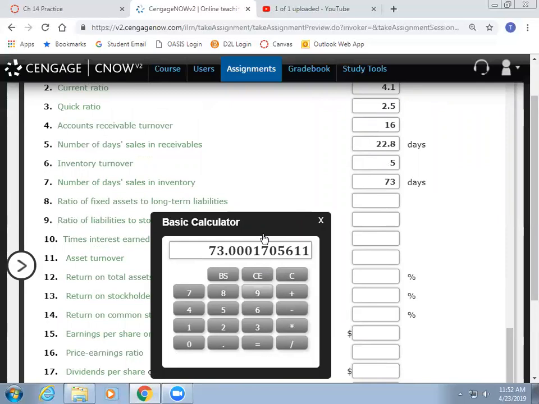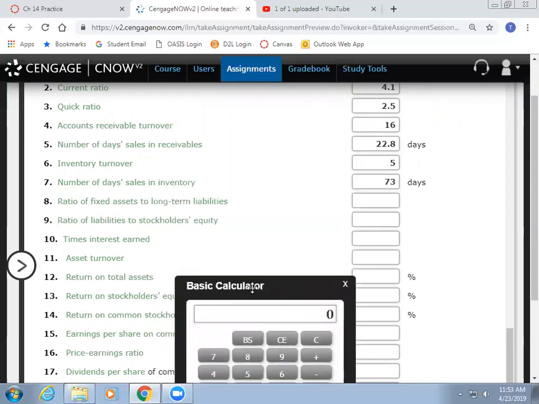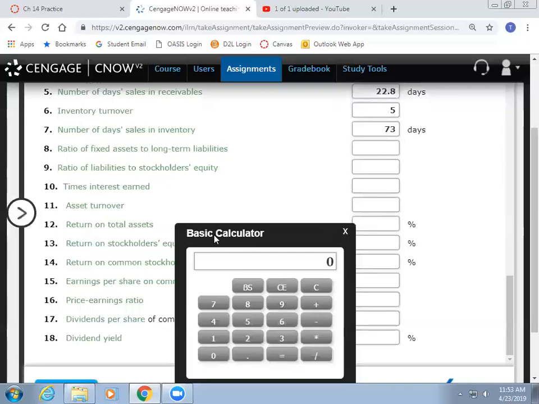So those were all liquidity ratios. So we're looking at our efficiency in using current assets. Okay. And the next group of ratios is dealing with solvency. So we're looking at our ability to pay our long-term debt. Okay. And again, we'll get through what we can. I just wanted to go over most of them. The next one, number 8, is ratio of fixed assets to long-term liabilities. Well, as you can imagine, all we're going to do there is actually divide fixed assets by long-term liabilities.